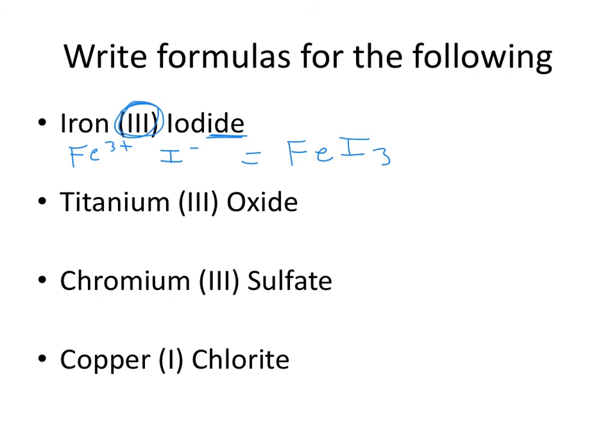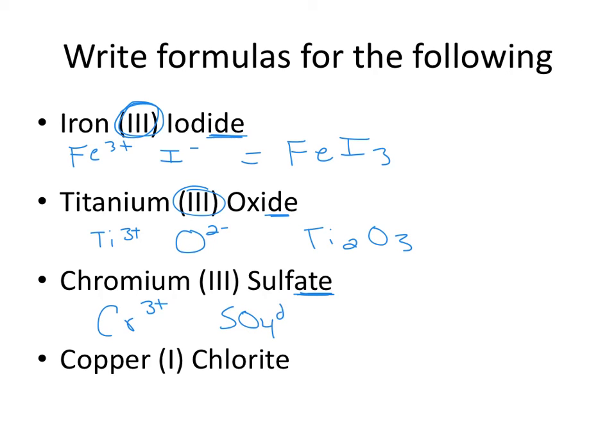Doing titanium 3 oxide, again, the 3 is the charge. So titanium with a plus 3 charge. Oxide tells me it's just oxygen with a negative 2. So my formula is going to be Ti2O3. Okay. Chromium 3 sulfate. Now ate tells you polyatomic ion. So chromium with a plus 3. Sulfate with a minus 2. So it's going to be Cr2(SO4)3, with the 3 on the outside of the parentheses.